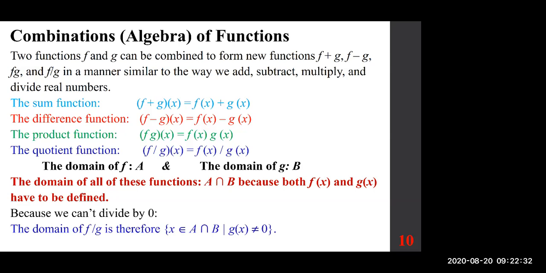The only one that you want to be more careful with is the last one, called the quotient function. In the case of the quotient function, obviously you can't divide by 0. So not only is it the intersection of the two, g can't be 0.